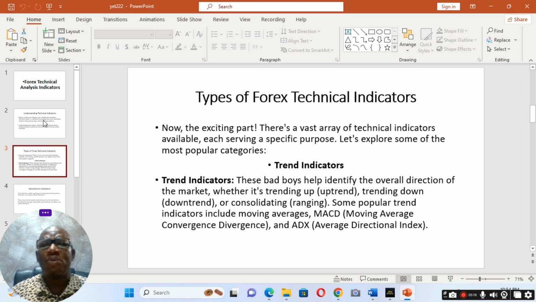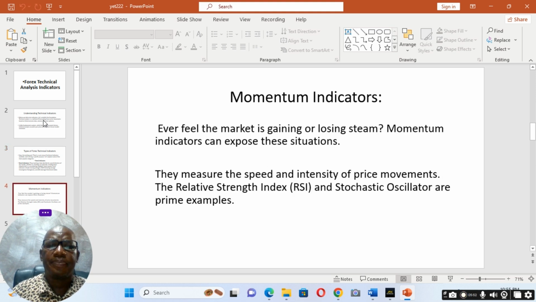So what are some of those indicators? We have the MACD, moving average convergence divergence. We have the average directional index. We have a lot of them, but these are the most popular. Their work is to determine the trend, or when you place it on your charts, it will quickly tell you that this pair is a downward movement or an upward movement.